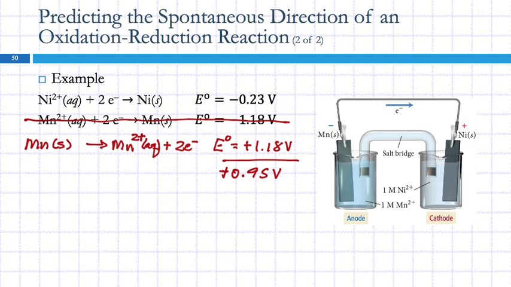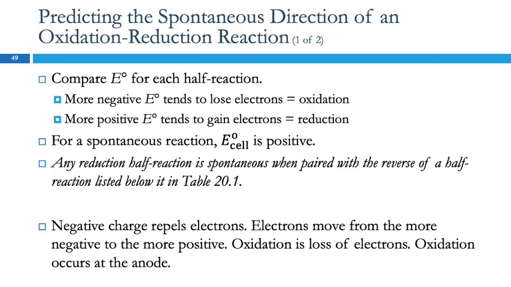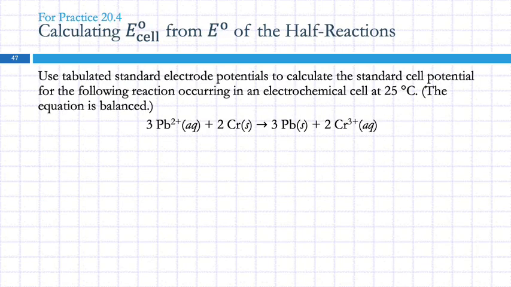So how would I know that the E cell should be negative? Well, you're going to be given a reaction and asked to calculate E cell. And so you're going to do that like we did this one, where you just pull it apart, the directions are already set.